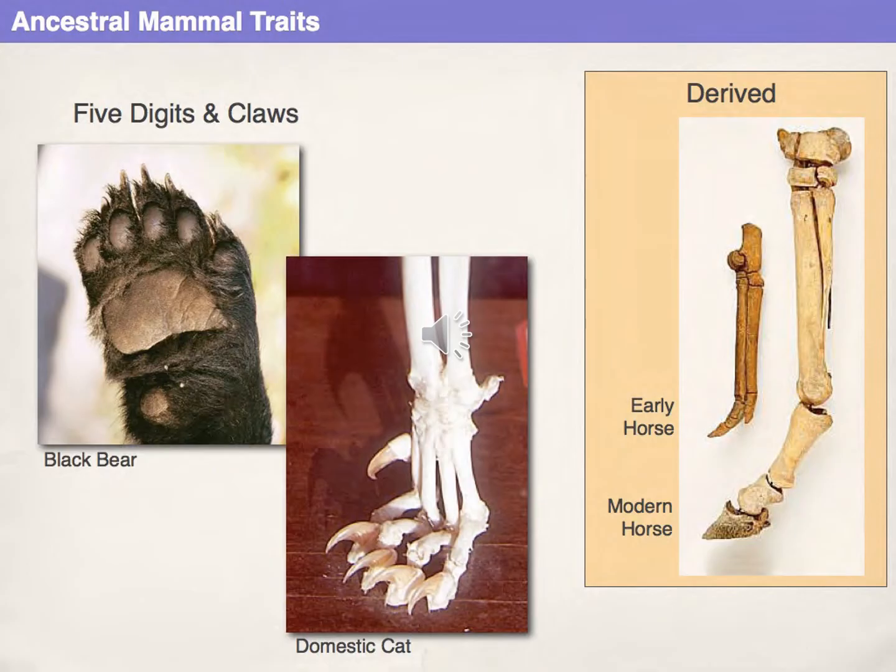Here are some ancestral mammalian traits, and of course, they've been retained in all living primates and us. The black bear, for instance, you can look at a black bear's paw. 1, 2, 3, 4, 5. You can count. You can look at the paw of a domesticated cat. 1, 2, 3, 4, 5 digits with claws, right? Now there are some exceptions, as always there can be.